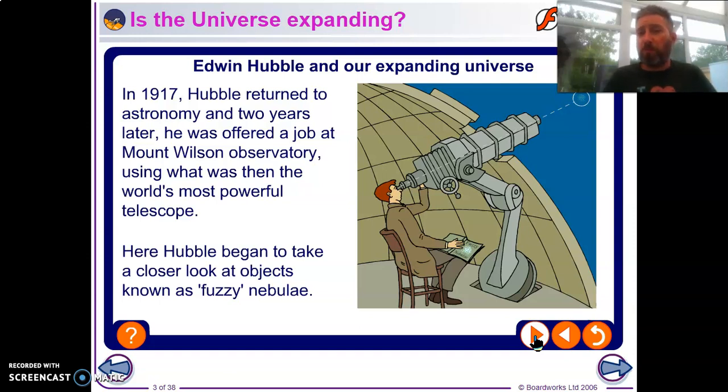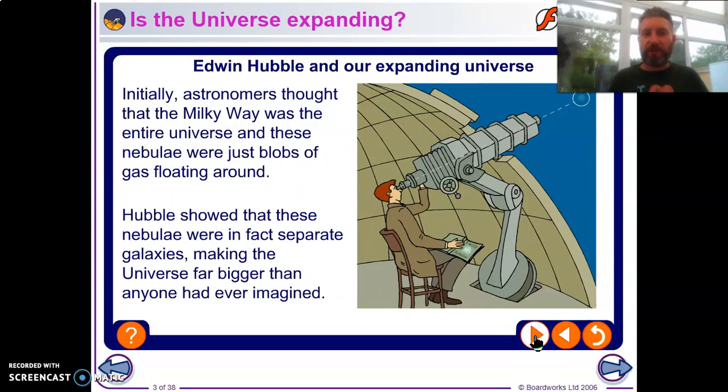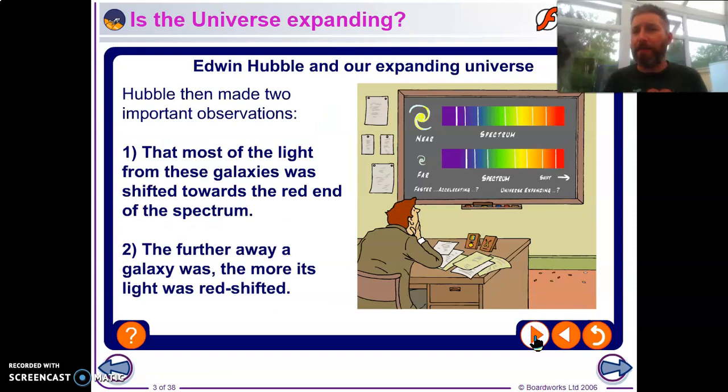the Milky Way with the world's most powerful telescope at the time, and he was looking at things called fuzzy nebula. Now you might remember a nebula is a gas cloud. He was looking at fuzzy gas clouds in space, and what he realised was that they were not actually fuzzy gas clouds at all. He actually realised that they were other galaxies. At the time we believed our Milky Way was the universe, and he suddenly realised that our galaxy was just one of many galaxies, and the universe was much, much, much bigger than anyone had realised, which is an incredible discovery. And then he made two important observations by looking at them.